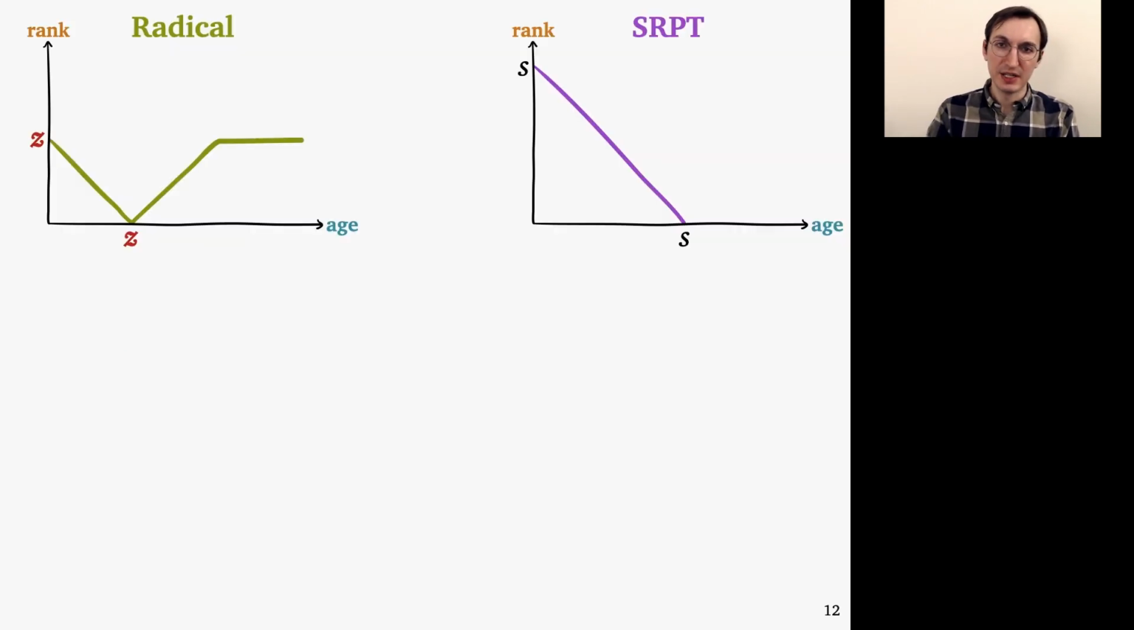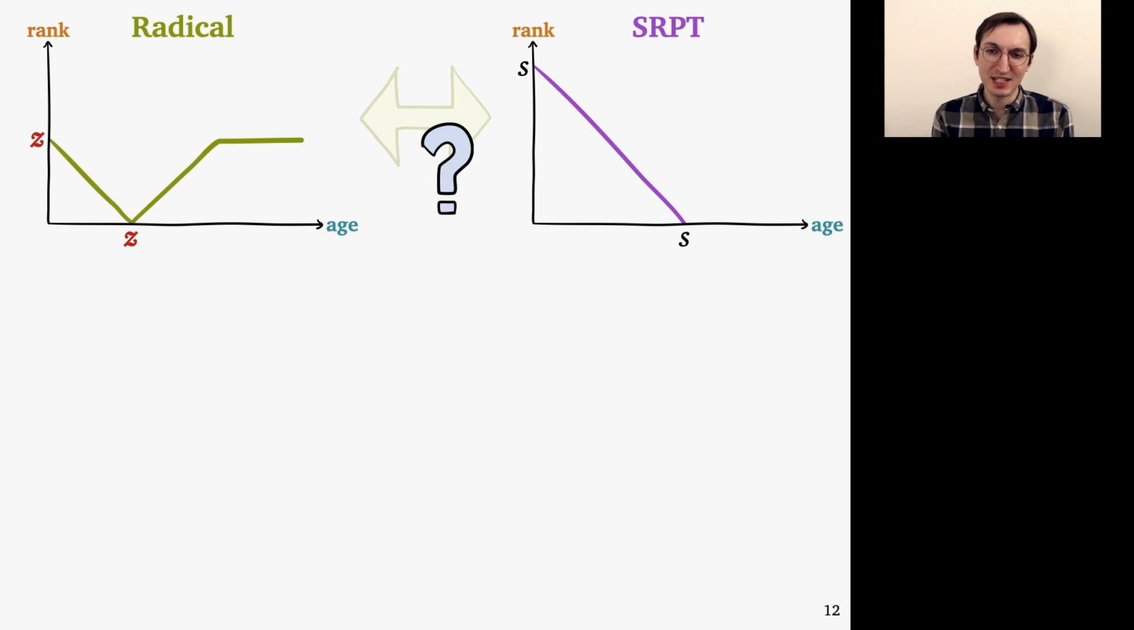And so in the rest of this talk, I'm going to explain how we compare radical's performance to SRPT's performance, which is at the core of how we prove our consistency and gracefulness results. Unfortunately, it turns out to be pretty hard to directly compare radical to SRPT.